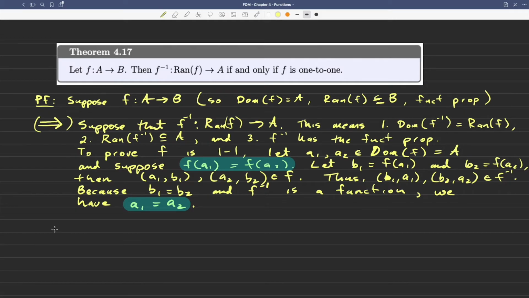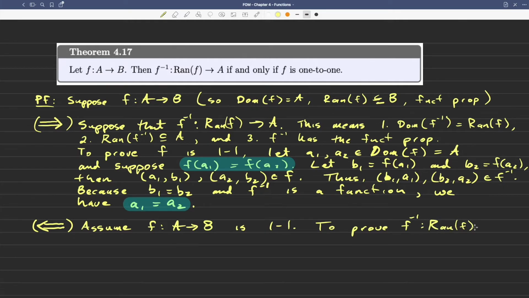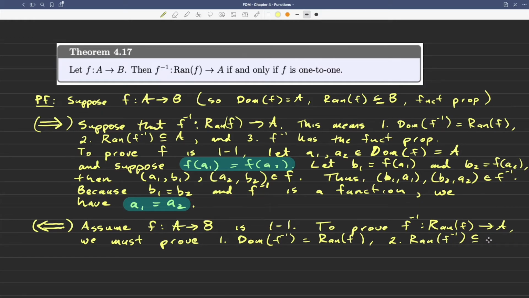So we've established the forward implication. Now we're ready to do the converse. So to do the converse, we're going to assume that our function is one-to-one. And then to prove f inverse is a function from the range of f back to A, we have to establish those three things. So we must prove, one, that the domain of f inverse equals the range of f. Two, we got to show that the range of f inverse is a subset of A. And three, we got to show that f inverse has the function property. Okay, so we'll do these things in turn.